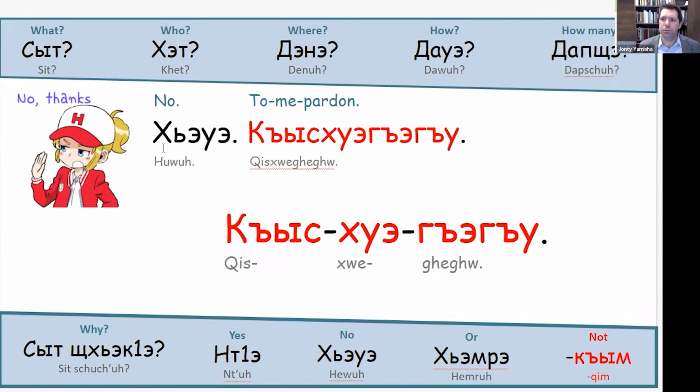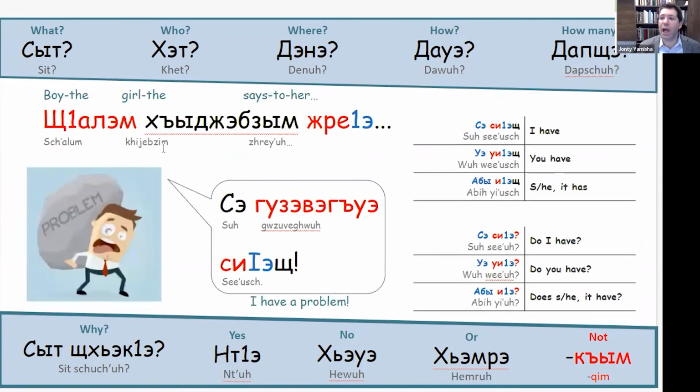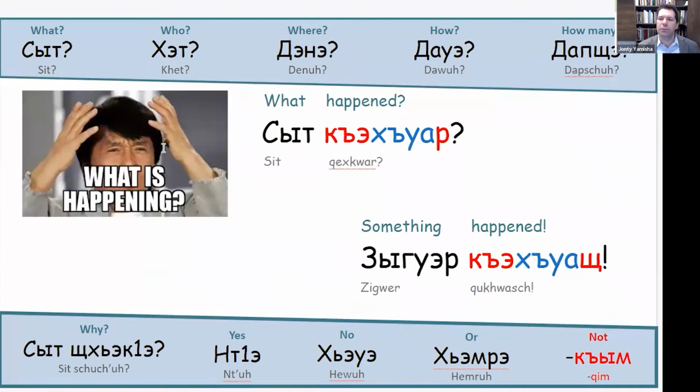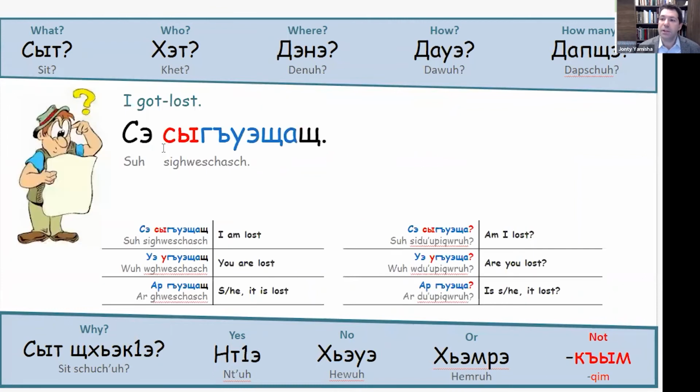No, thank you. She could say hawa, but that's a little bit rude. We know we see ash, right? This is an old verb for us. This is super simple. This is also very simple.